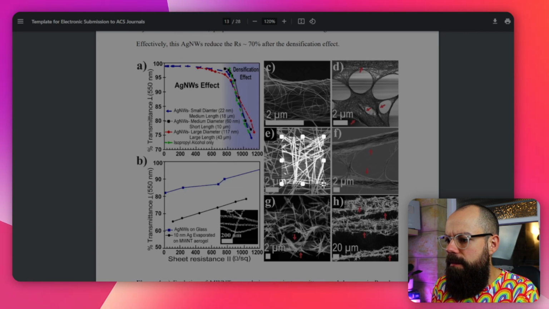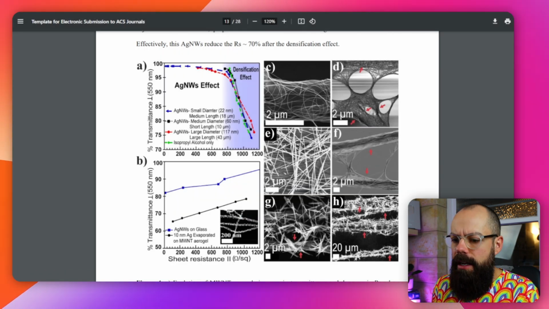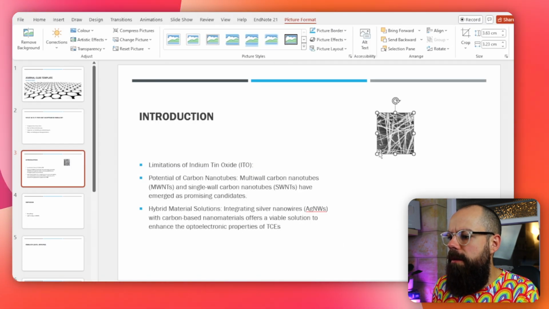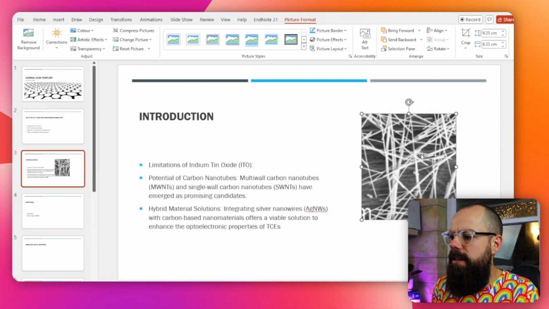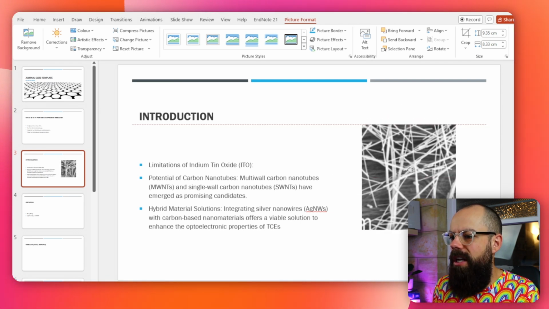And I'm just gonna grab that. I'm gonna capture it as copy as clipboard. And then I'm gonna go across and hopefully this works. I'm gonna paste it, there we are. So there's something from the paper, from the introduction, and then this is something I could talk about, you know, the silver nanowires and carbon nanotube stuff. So that is how I would start the introduction.